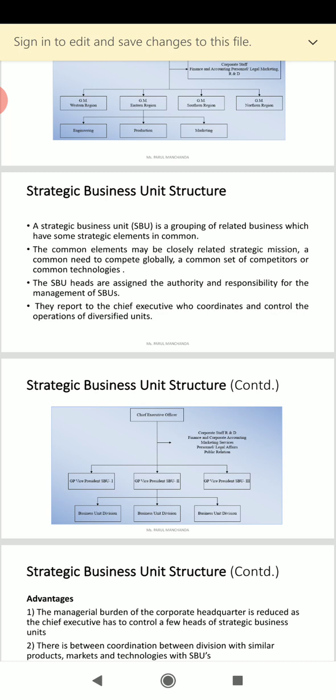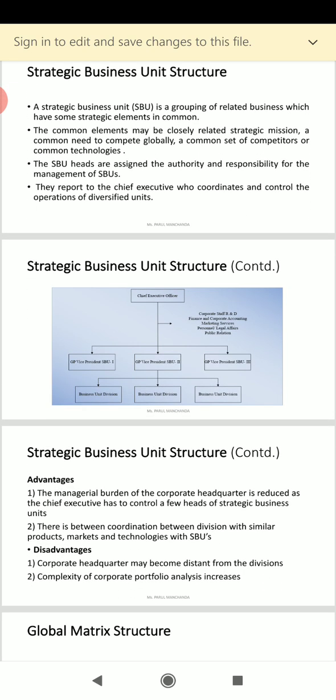Now, when I'm talking about the advantages of this SBU structure, it reduces the burden on the headquarters for sure, right? It helps with better coordination between the divisions with similar products. Also, it helps us allocate resources in a better manner, toward the highest opportunities for growth. I'm inclined toward deploying my resources toward those business units which are going to give me more promising opportunities.